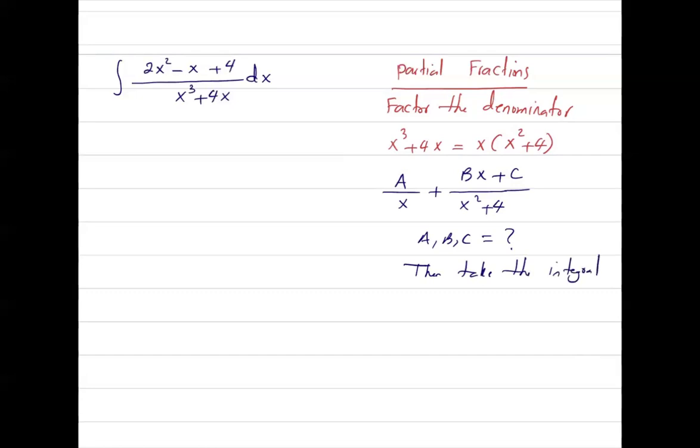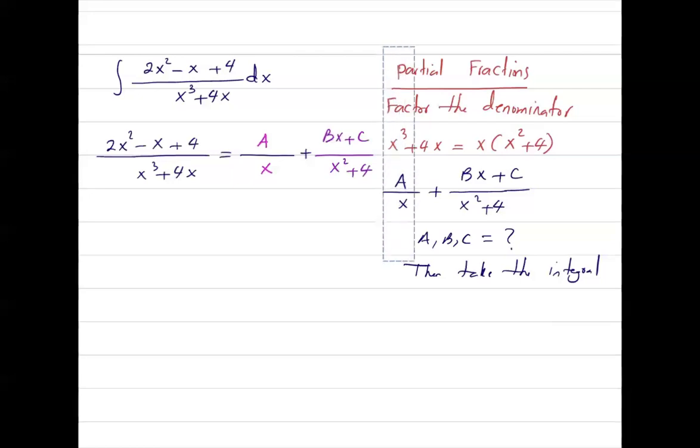So let us try our best to find A, B, and C. I'm going to write this on the left-hand side. So I have (2x squared minus x plus 4) divided by (x cubed plus 4x). That needs to be written as A divided by x plus (Bx plus C) divided by (x squared plus 4).